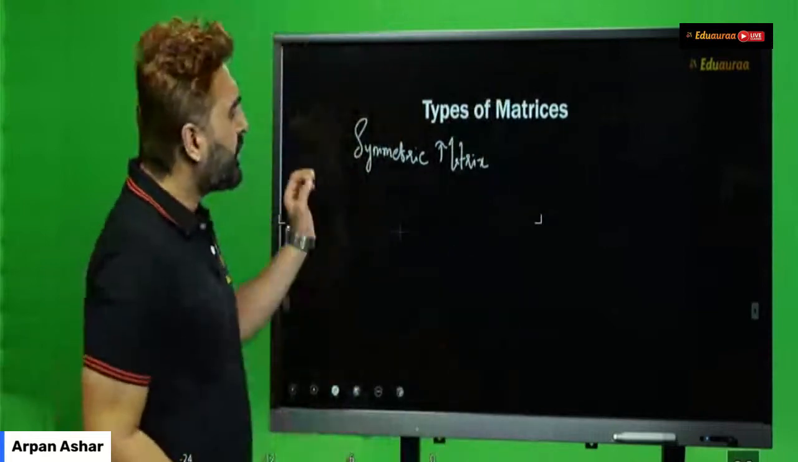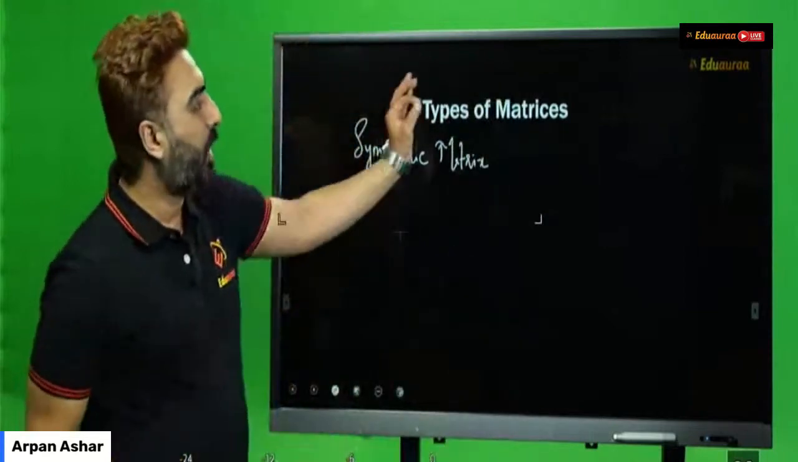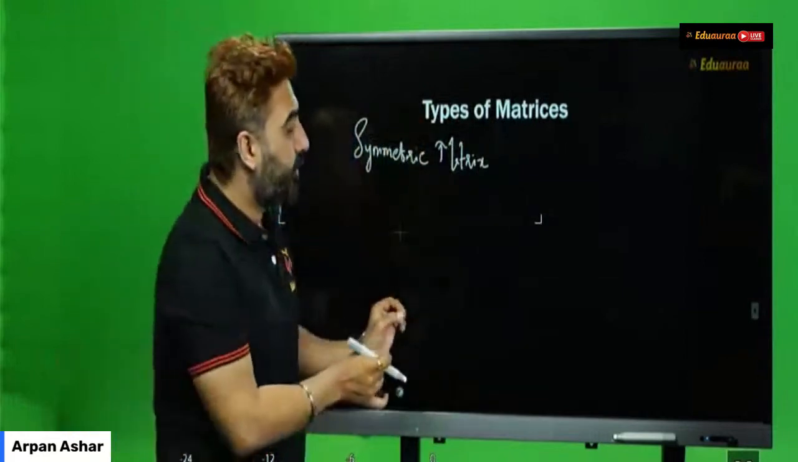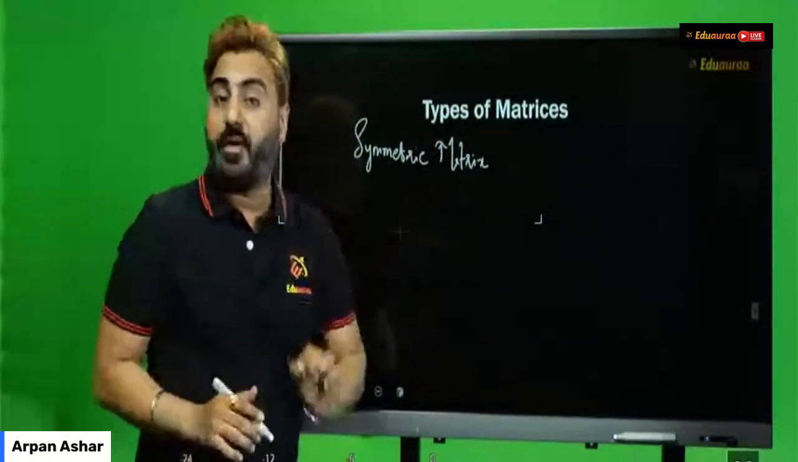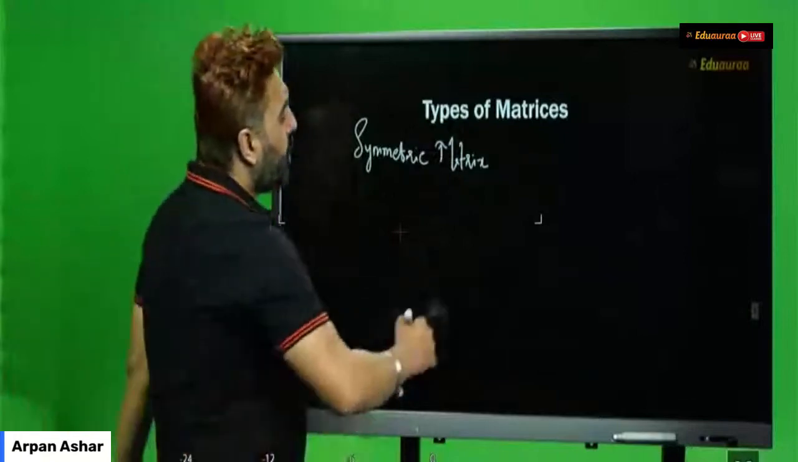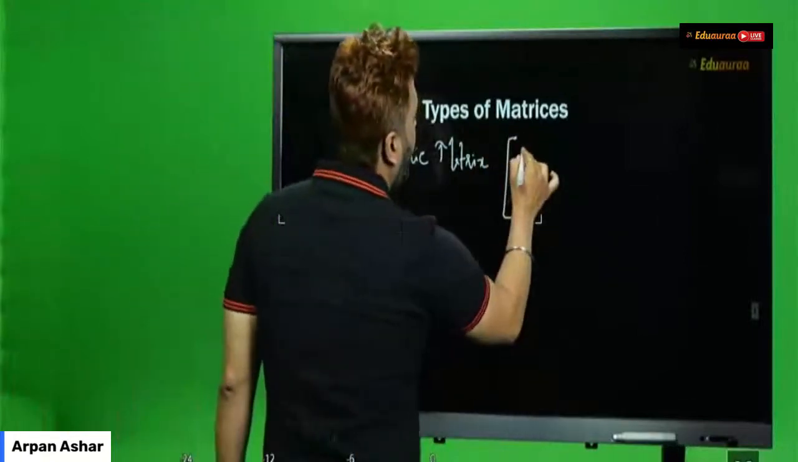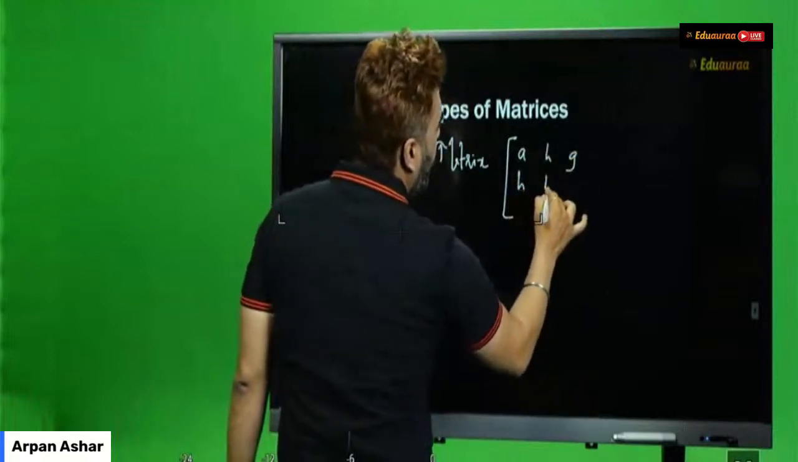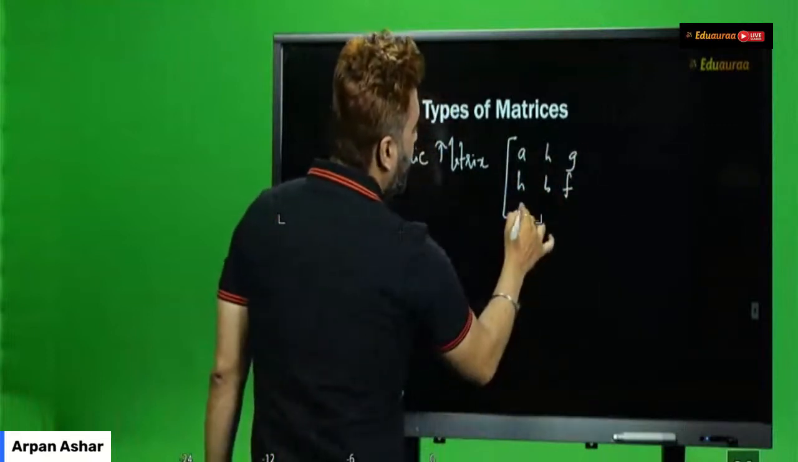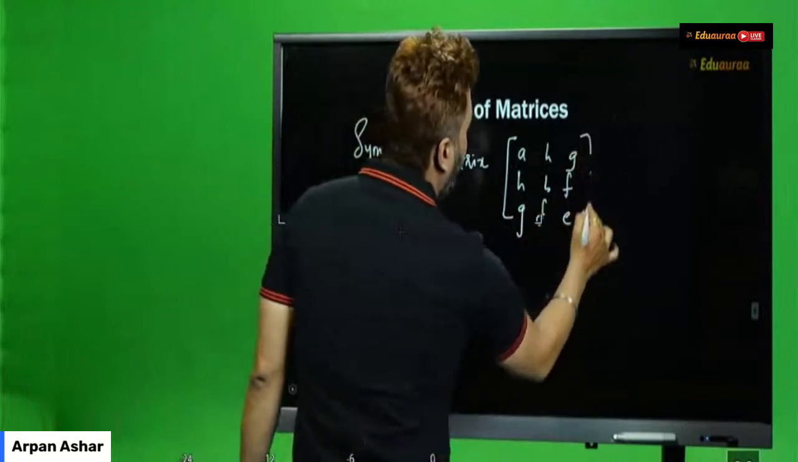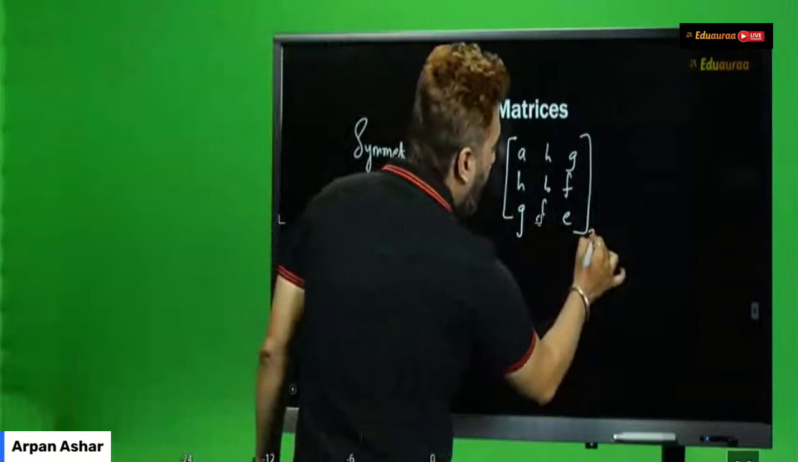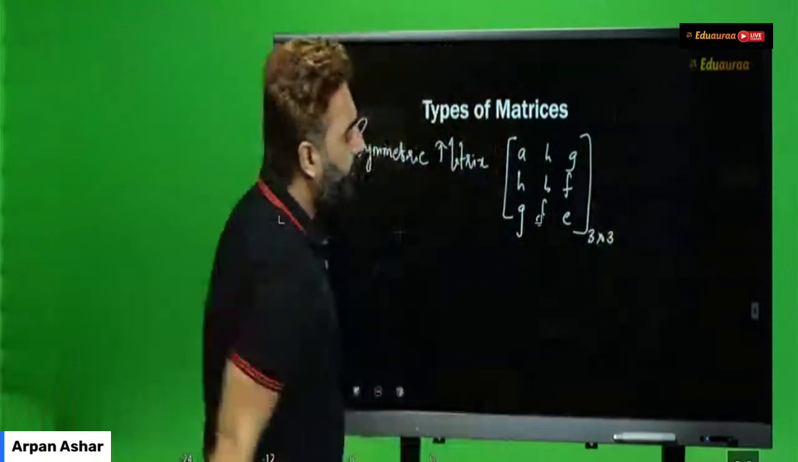Now students, what is a symmetric matrix? First of all, I'll write one example, and from that you suggest how we will define this symmetric matrix. Let's say an example is: A H G, H B F, G F C. So first of all, its order will be 3 by 3.